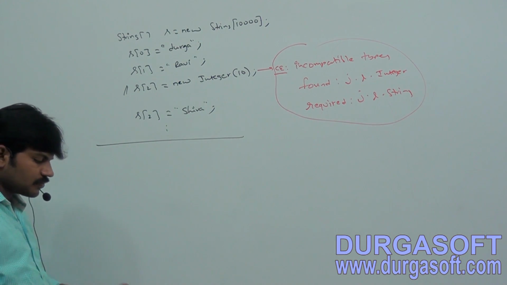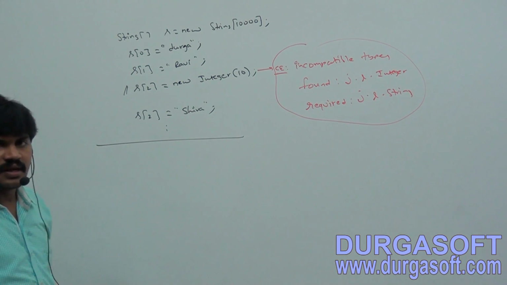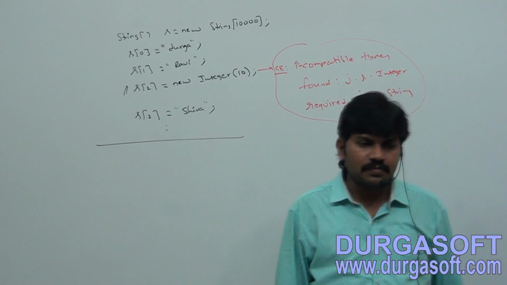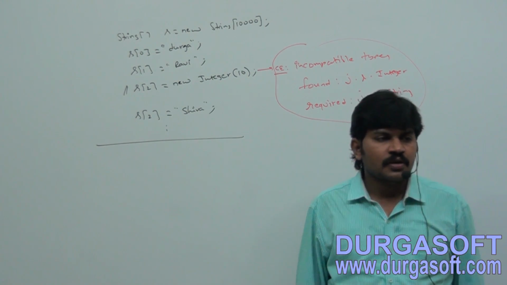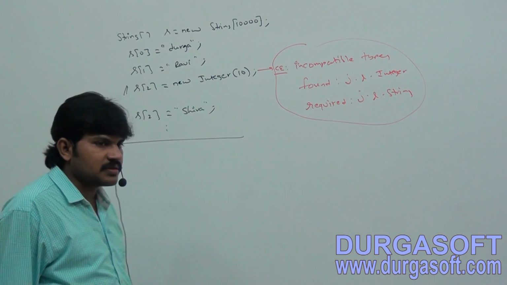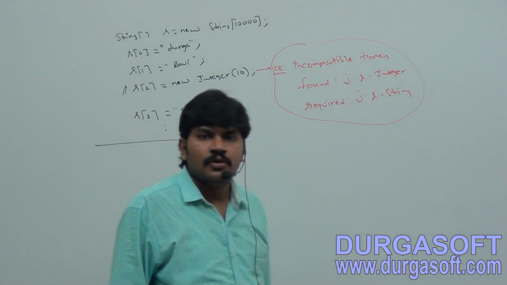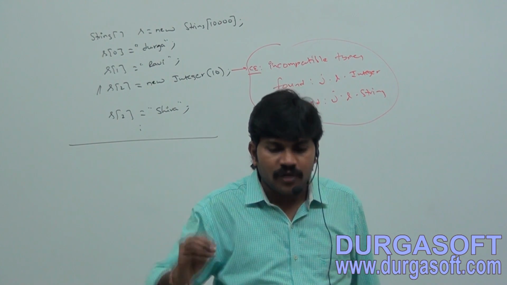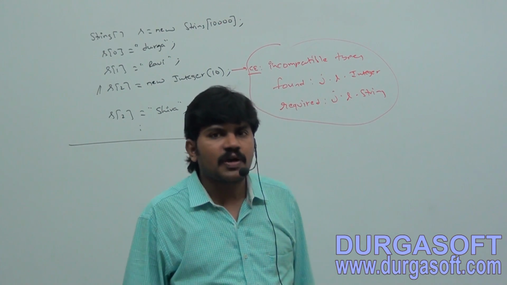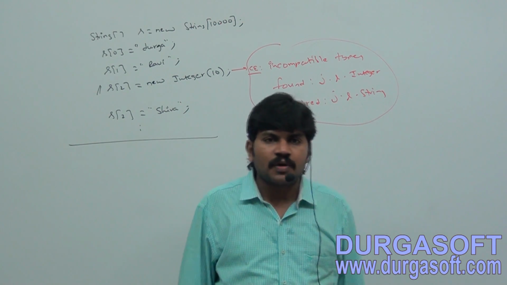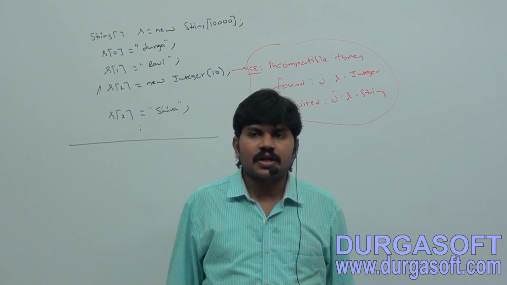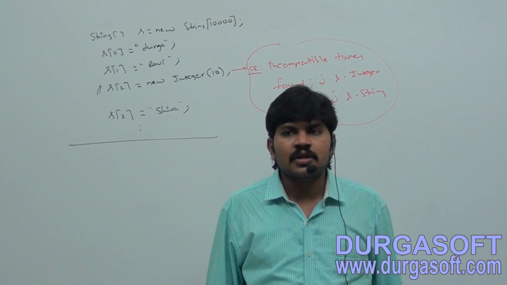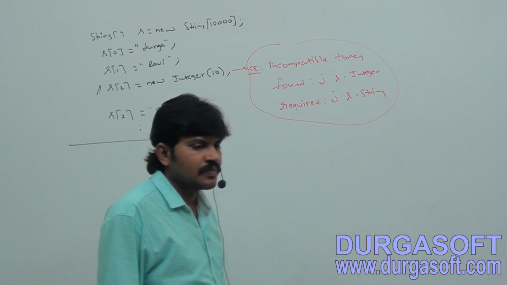Arrays are type safe. That is, we can give the guarantee for the type of elements present inside the array.